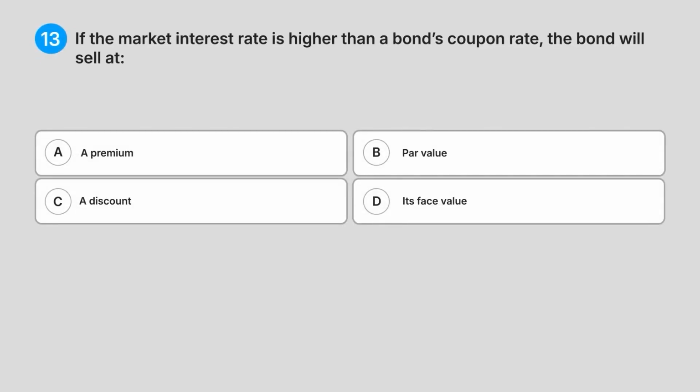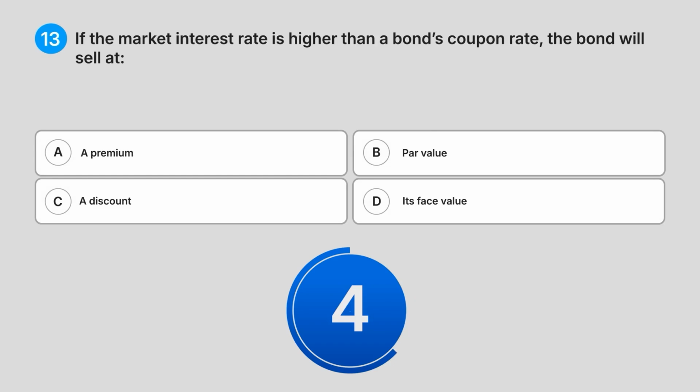13. If the market interest rate is higher than a bond's coupon rate, the bond will sell at A. A premium. B. Par value. C. A discount. D. Its face value. Do you know the answer?